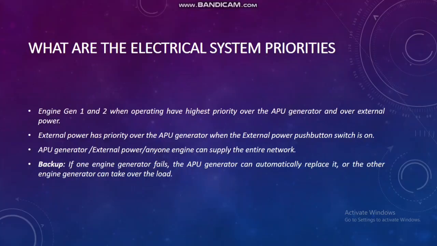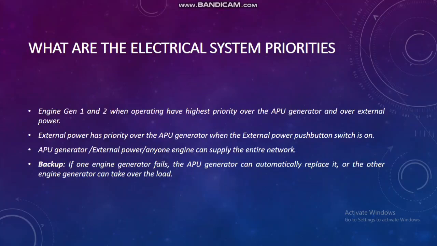Just for example, one IDG failure. Backup: if one engine generator fails, the APU generator can automatically replace it or the other engine generator can take over. So just for example, we will compare with an example. Backup means what? Suppose both engines are running, suddenly one engine is shut down or has an IDG failure. Then the other IDG will take over the load of the other side.